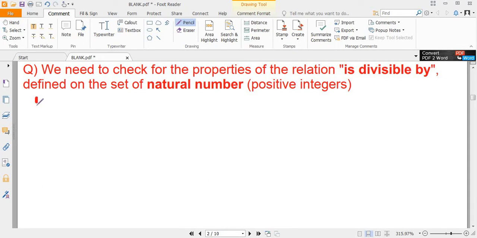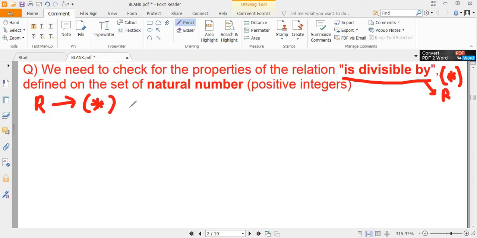Here the relation R is essentially "is divisible by", so let me mark it like this, this is R. What is the other thing that I need to know? The other thing is the set, capital X. This capital X will be the set of natural numbers, so here X is equal to capital N. This is a simple sum because it considers the set of natural numbers.